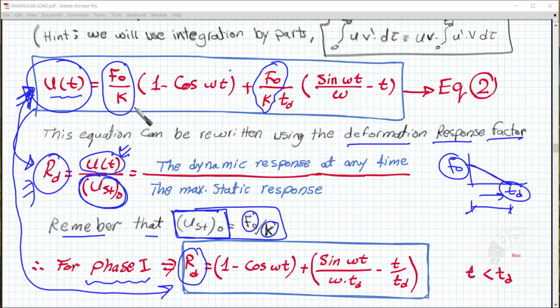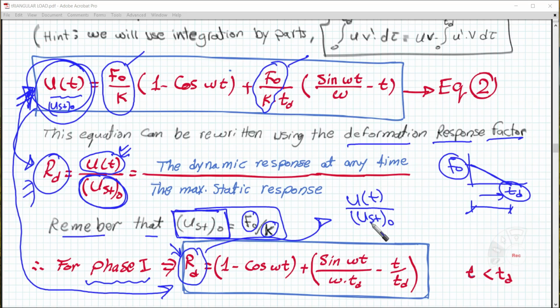and this term are going to disappear, right? They are going to be divided by the same value, then it will be 1 here, and here we are going to have U static node, which is RD, right? So we put it like this. This is RD here, okay? So this is the relation between, again, U of t, the dynamic response at any time, over U static node.